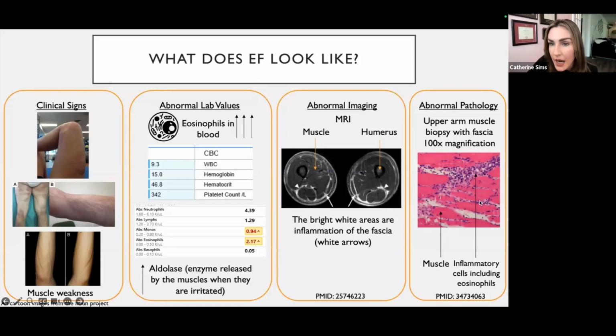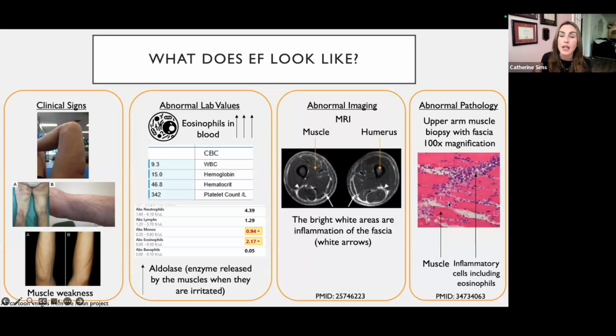So if you look here to the right, this is magnified 100 times, and a pathologist, a doctor who specializes in tissue and reading tissue, is looking under a microscope. And the red and pink here, this is muscle. But look at all these purple cells. These are angry eosinophils that are infiltrating the lining of the muscle, the fascia, and they are causing inflammation and pain and sometimes swelling in certain cases.